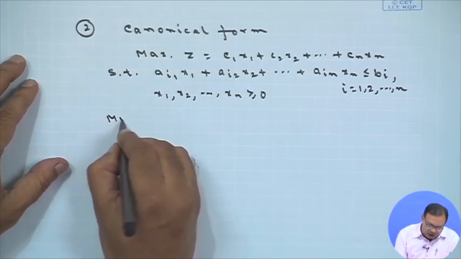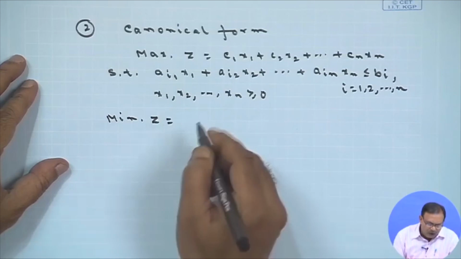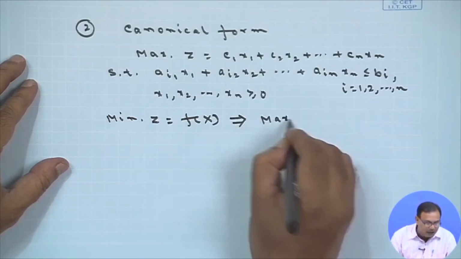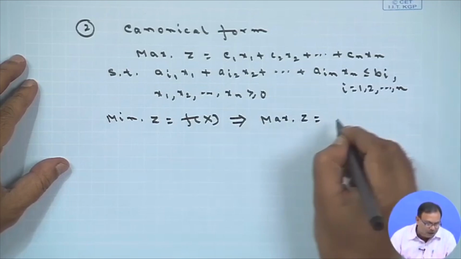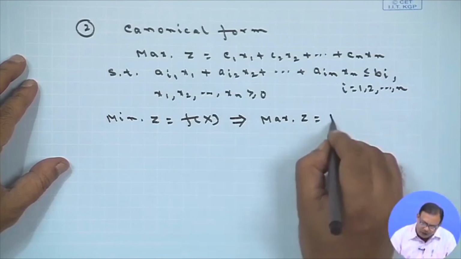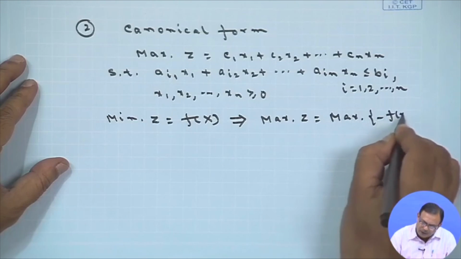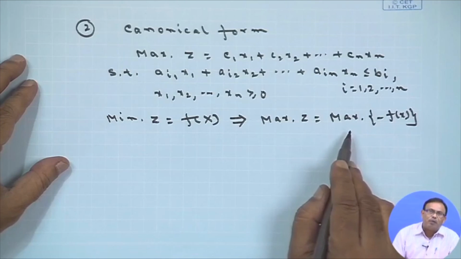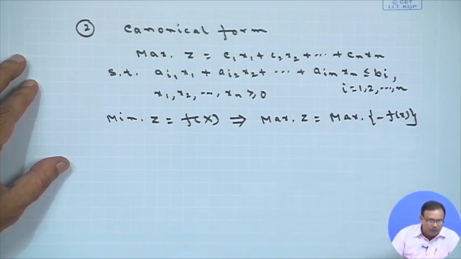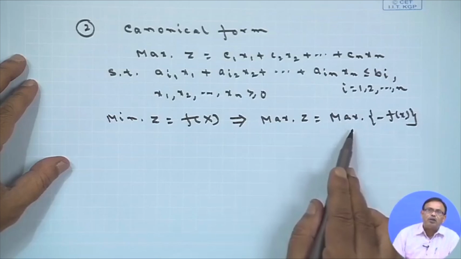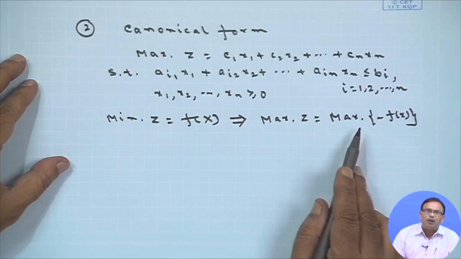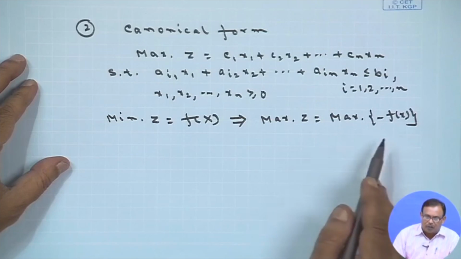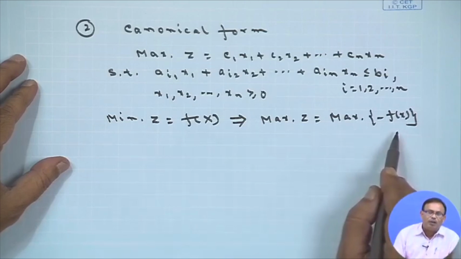So, suppose I have a function: minimize z equals f(x). This problem I can transform as maximize z equals minus f(x). That is, if I take the negative of this, then the minimization problem is automatically transformed into a maximization problem. So, if my problem is a minimization problem, I will transform it into a maximization problem by taking the negative of the objective function.